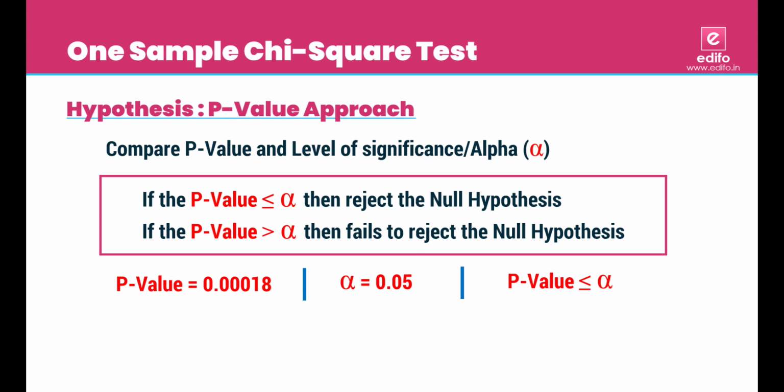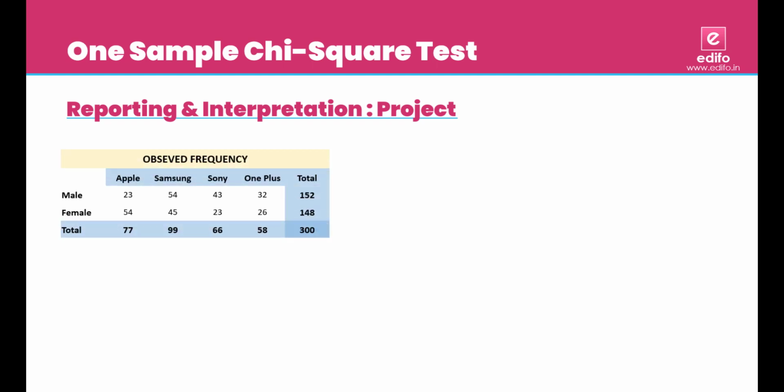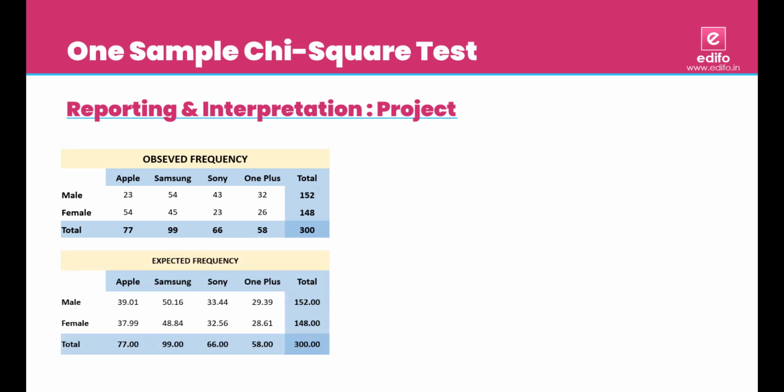Now we can check how we can report this result in our project or research paper. Reporting and interpretation for a project, that is on the basis of the critical value approach. First, you have to depict the observed frequency as well as expected frequency tables. This is a must. The table that we have created in Excel, copy and paste it into your project. Now we can interpret the result.